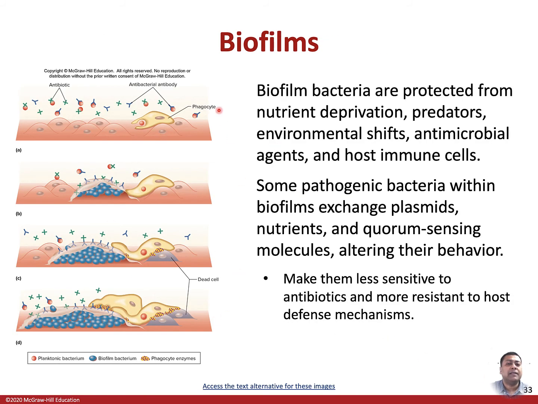So here are some examples of the biofilm bacteria. They are protected from nutrient deprivation, predators, environmental shifts, antimicrobial agents and the host immune cells. So what are the processes? We'll come to that. Some pathogenic bacteria within the biofilms also exchange plasmids and nutrients. When they exchange plasmids, they can change the virulence factor. Also, they can do global quorum sensing in the process, and we're going to see that, altering the behavior of others. And this biofilm formation makes them less sensitive to antibiotics and more resistant to host defense mechanisms.